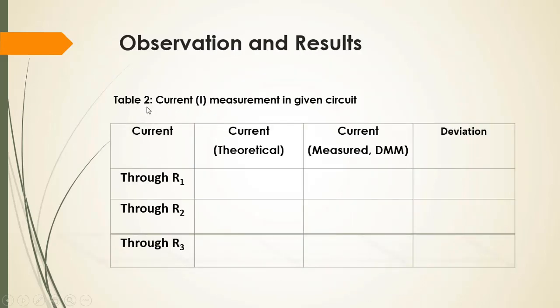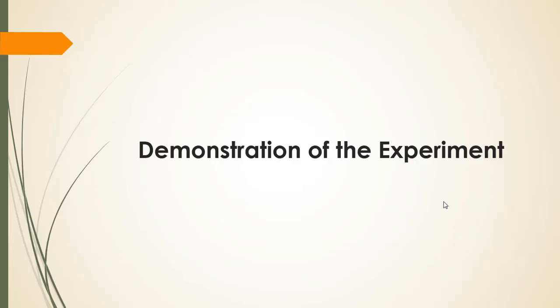Here you can see that table number 2 represents the current measurements in the given circuit. First of all, we have to determine the current through R1, through R2 and flowing through R3. Then after calculating the theoretical values of all these three currents, we will measure the experimental currents using the DMM, and finally we will find the deviation between the theoretical and measured currents. Demonstration of the experiment.